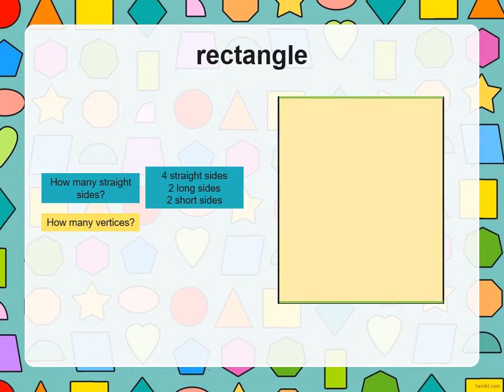Okay, let's check if you were right. 4 straight sides, 2 long sides and 2 short sides. And how many vertices? 4. Were you right? I bet you were.